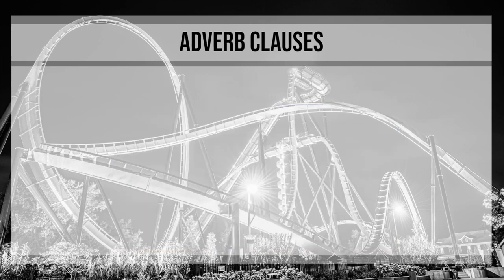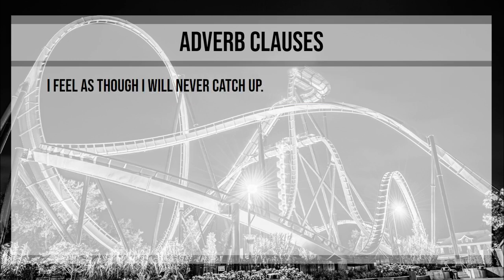So let's look at a couple examples with that chart in mind. We have this sentence, I feel as though I will never catch up. When we look at that chart that we just showed you, both the word as and the phrase as though are on that chart that signify this is where an adverb clause begins. So most of the sentence here, as though I will never catch up, is the adverb clause, and it tells how I feel. I is the subject, feel is the verb, and how do you feel? I feel as though I will never catch up.